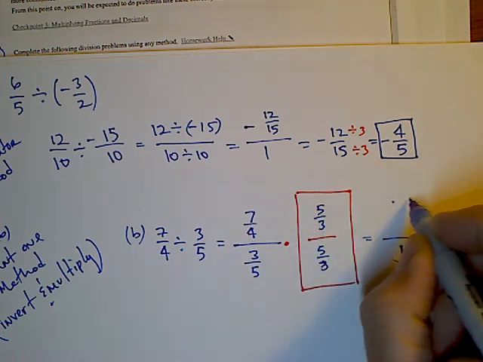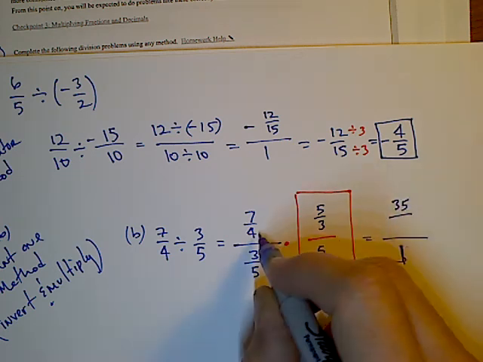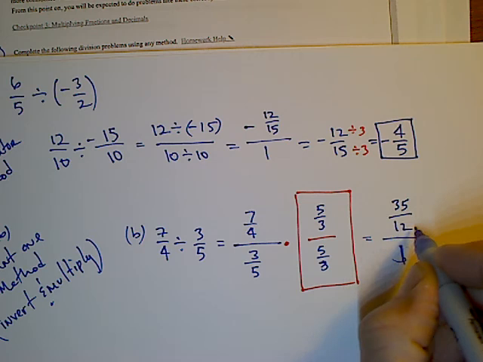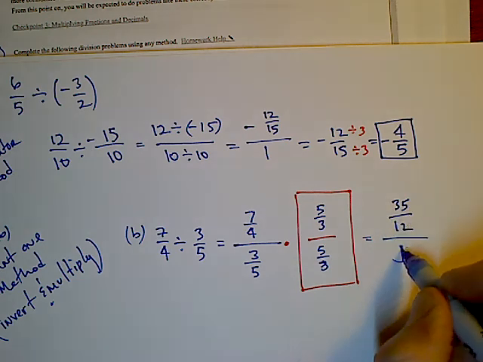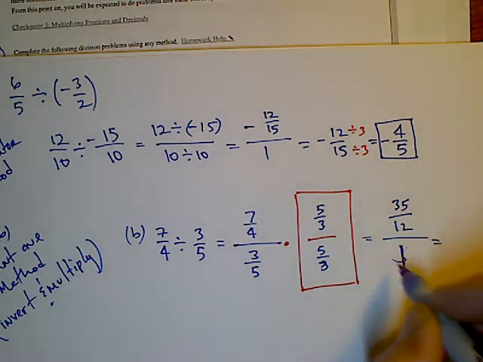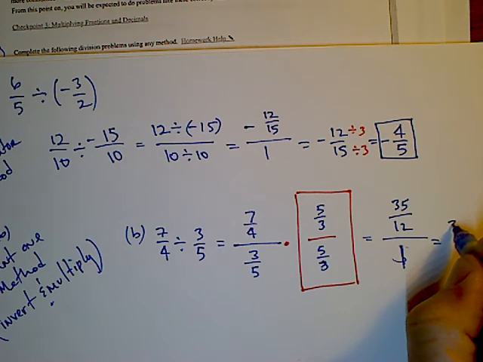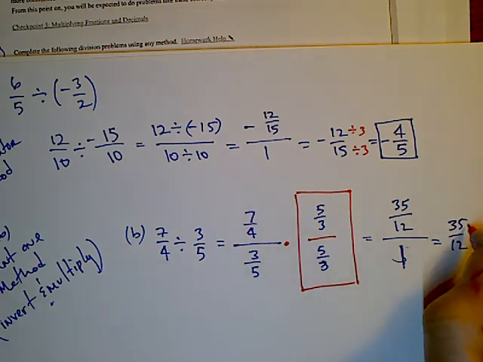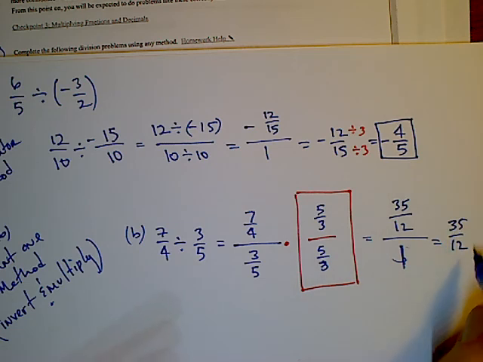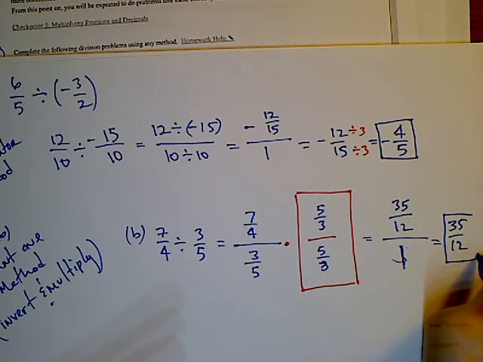7 times 5 is 35, and 4 times 3 is 12. So 35 twelfths all over 1. Remember, all over 1 just means the numerator is itself, so it's 35/12. And then again, I think I can... actually, no, I don't think so. Let's see, 5 and 7 go into there, so that would be it. 35/12 is my final answer.